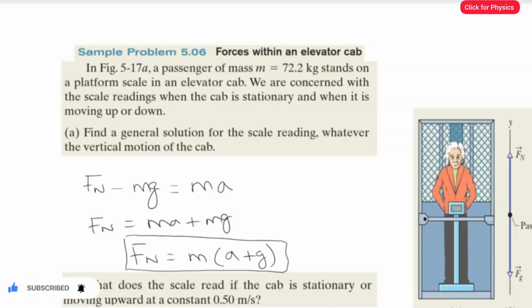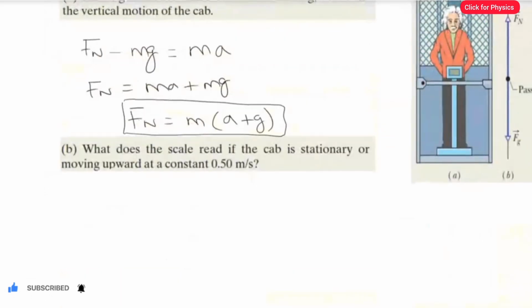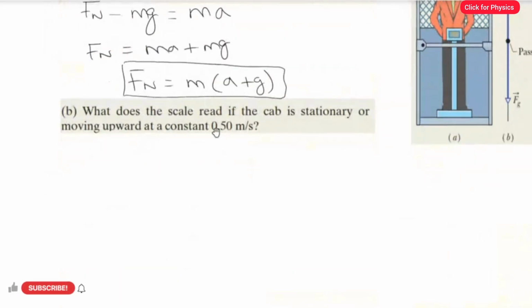Now we have to answer the second question. What is given in the second question? What does the scale read if the cab is stationary or moving upward at a constant velocity of 0.5 meter per second? We studied in chapter number 2, if any object is moving with a constant velocity, the acceleration is considered to be 0, right? So in that situation, you have to take the value of a equal to 0.